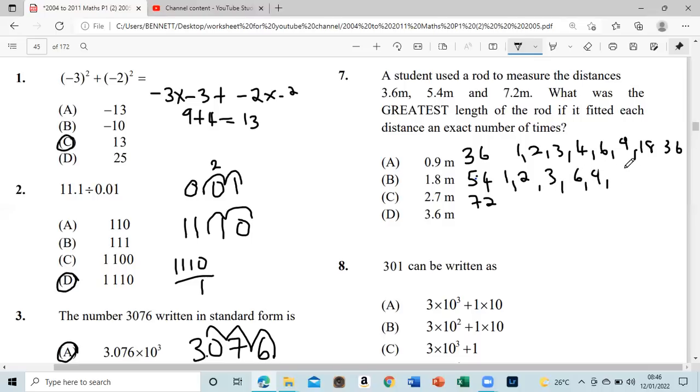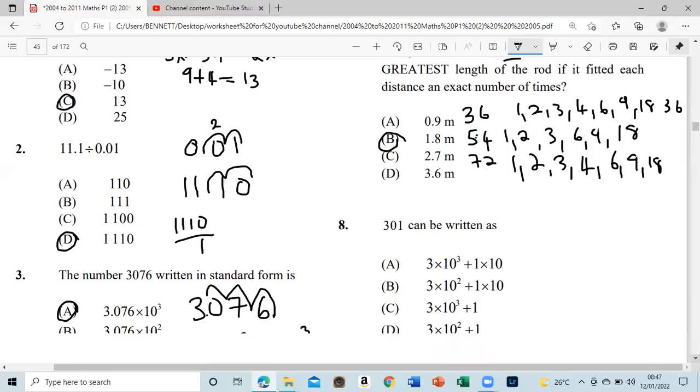6, 9, 18. Oh, that's the answer now. Answer 18. 18 can go into 72. So this is 1, 2, 3. Yeah, it's 18. And it said the greatest, right? You never said the lowest.